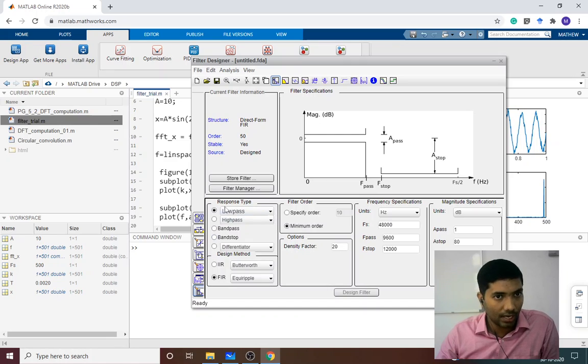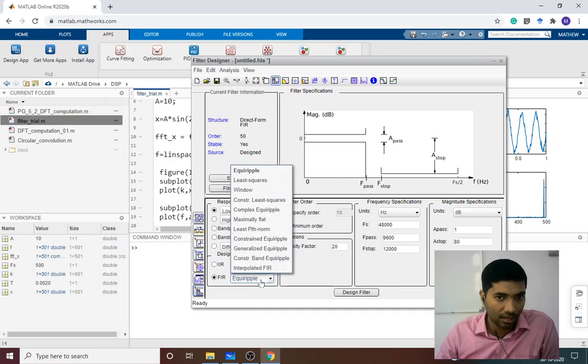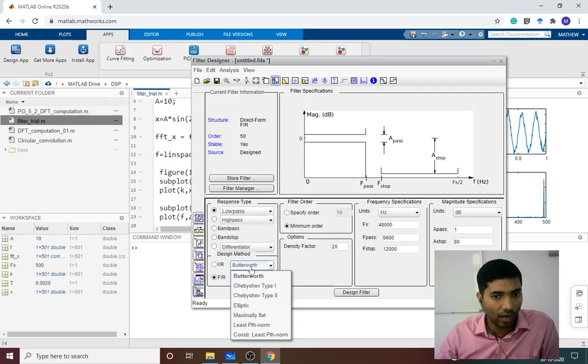So we need to finalize the type of filter, and also the design method. This is another important section, design method. Either you can design an IIR filter, or you can design an FIR filter. Even in both of these, there are different methods available. For example, in FIR there are different design methods like equiripple method, least squares method, windowing techniques, and many other methods as well. Similarly, for IIR, you have Butterworth, Chebyshev type 1, Chebyshev type 2, elliptic filters, and so on.